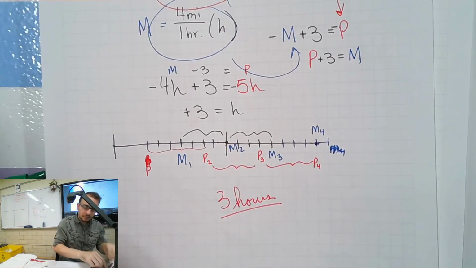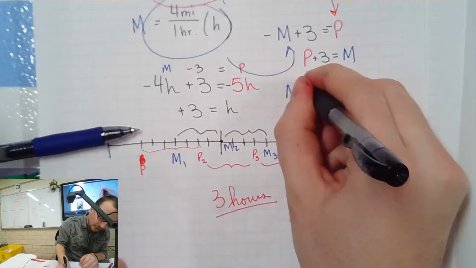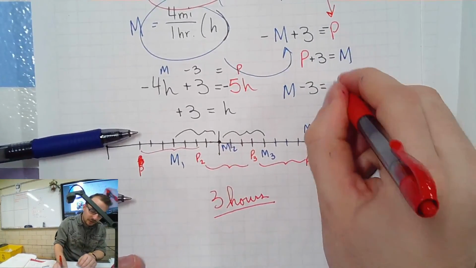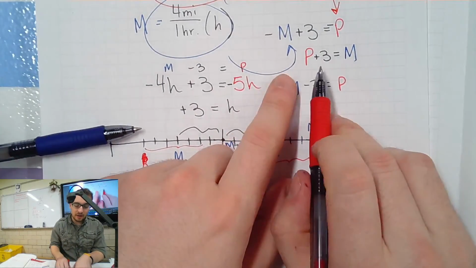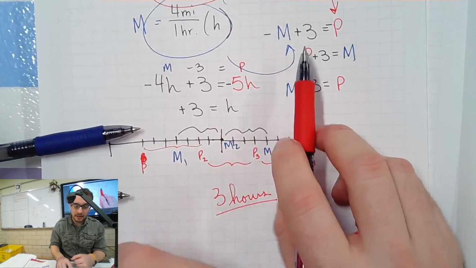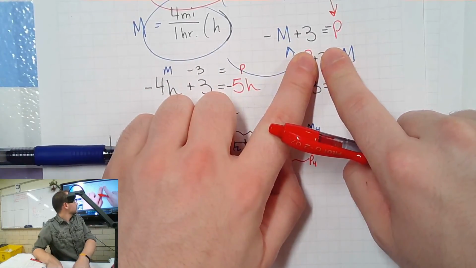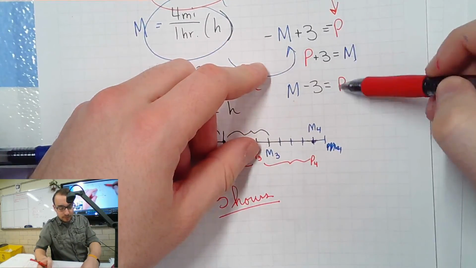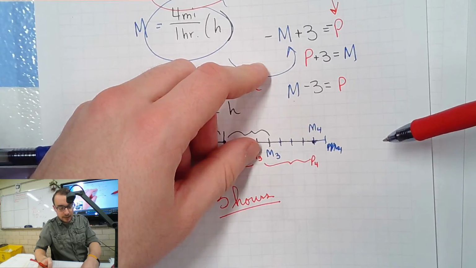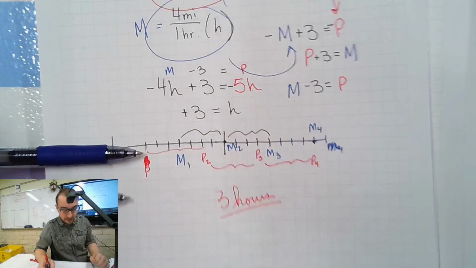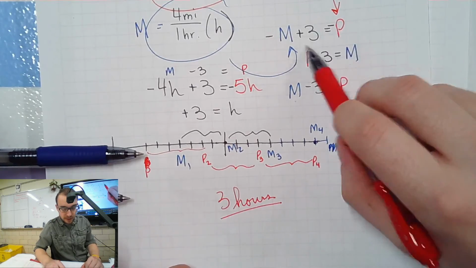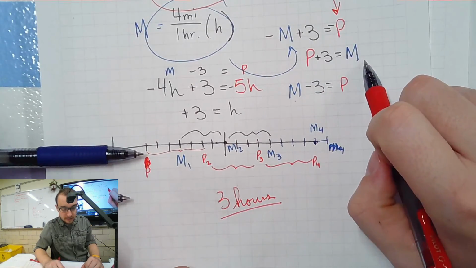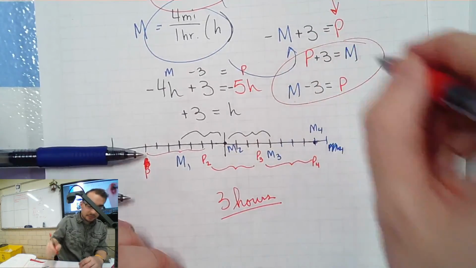Our original equation that we said was M minus 3 equals P. If you take Mark's position, subtract 3, you get Pablo's position. I rearranged that by calling this a positive 3 and rearranging it to look like this. I multiplied everything by a negative 1, which is valid, right? I can do that. And when I do this, I get M equals P plus 3. I can put the P over here, make it positive. So both of these equations are saying the exact same thing.